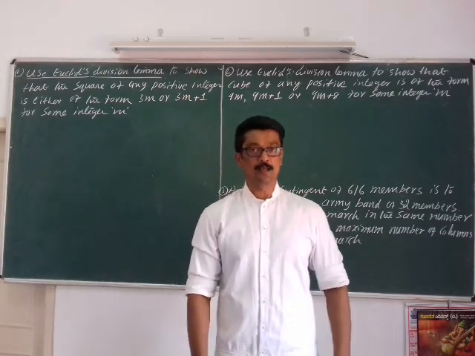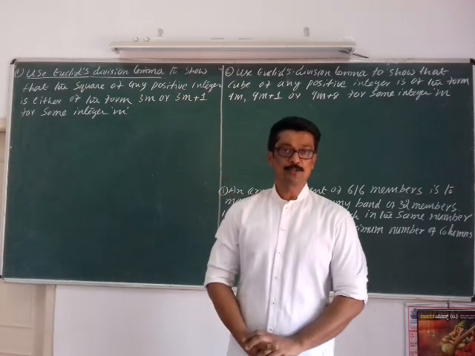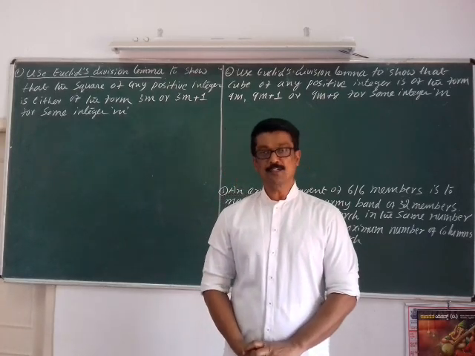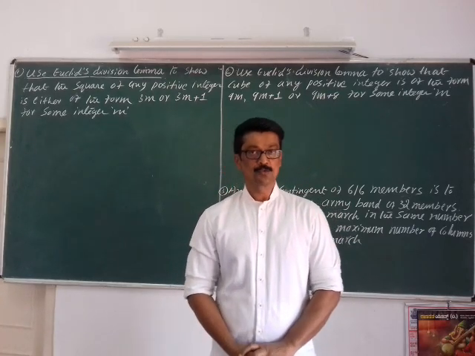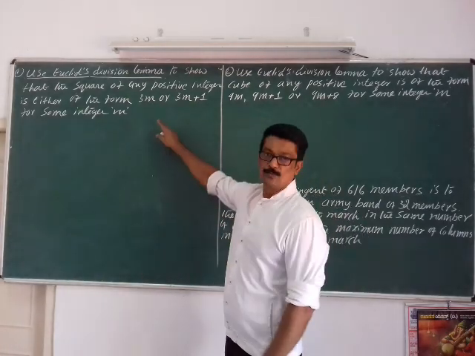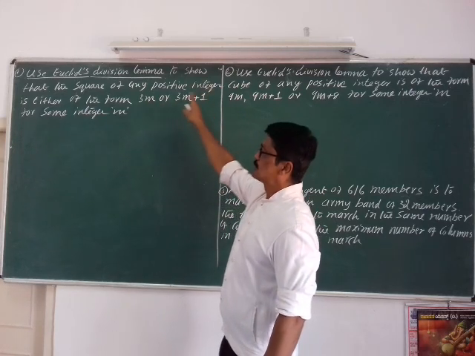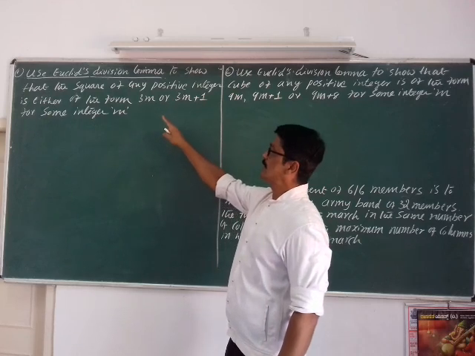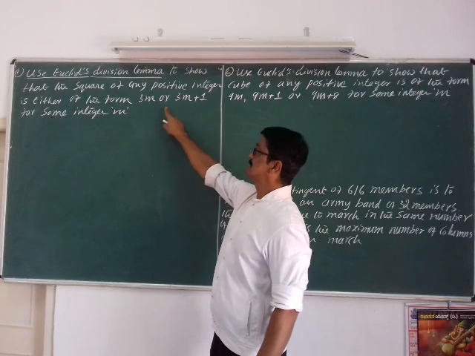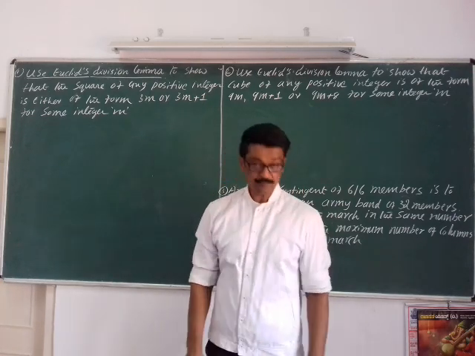Dear students, in the last class we were discussing Euclid's division lemma to find out HCF of given numbers and some general properties of numbers. Today also we will continue the same. Here is one example. Use Euclid's division lemma to show that square of any positive integer is either of the form 3m or 3m plus 1 for some integer m.